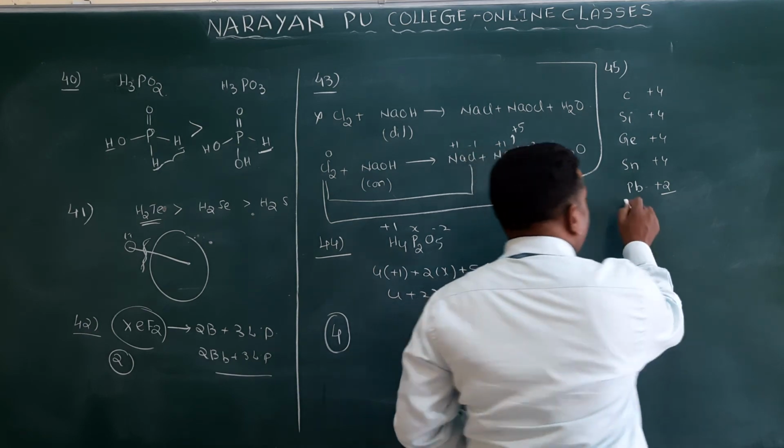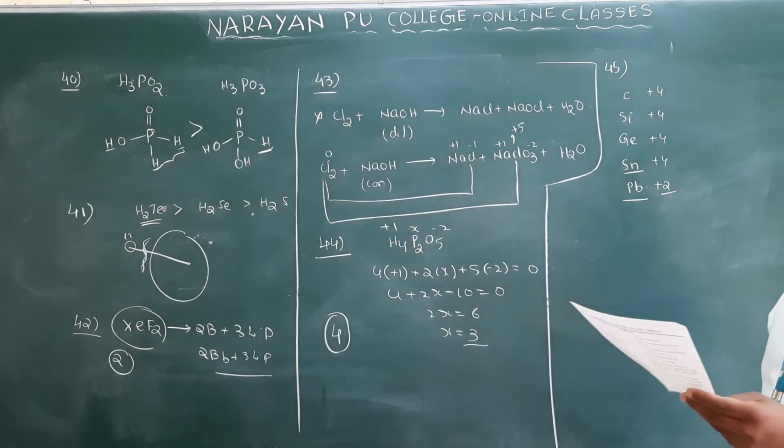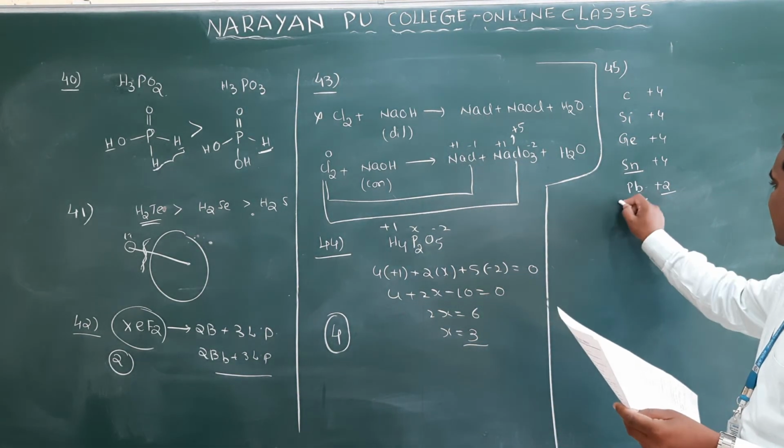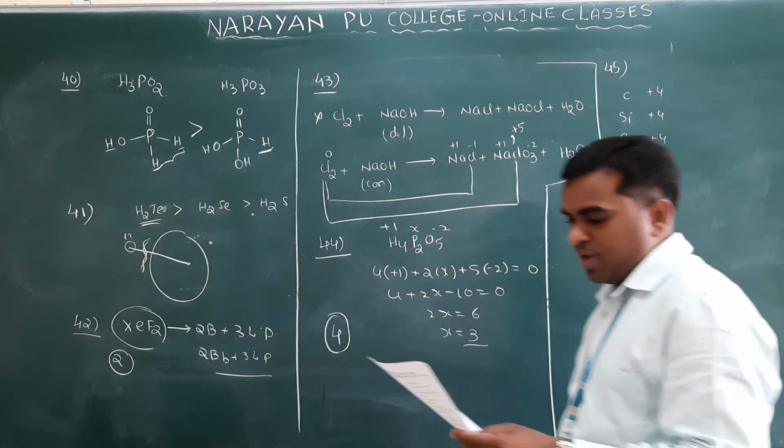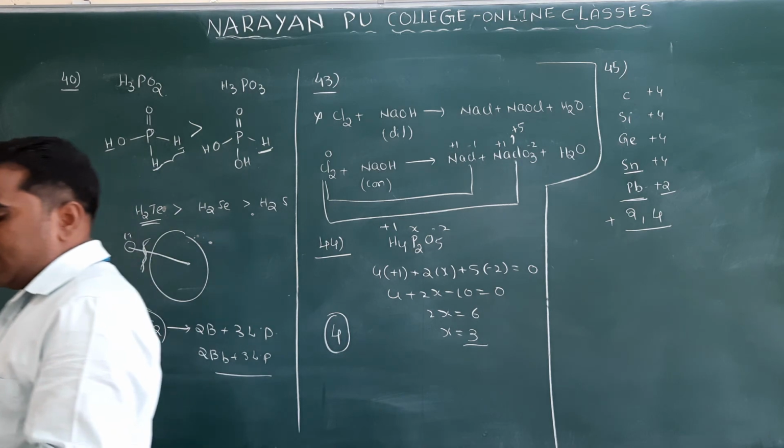So that's why for lead and tin, they have mentioned lead first. Lead is +2 and tin is +4. So option 2 is the correct one.